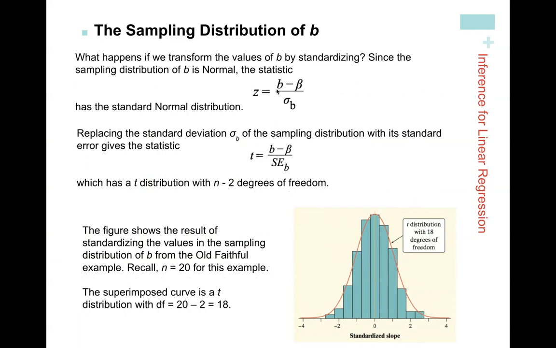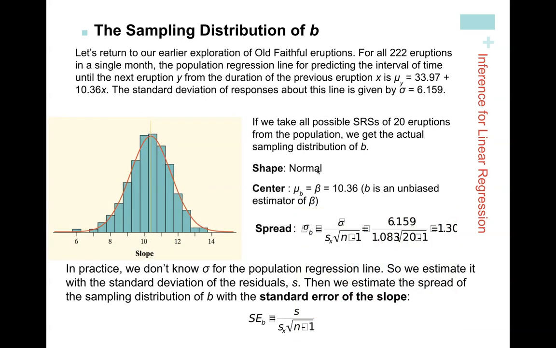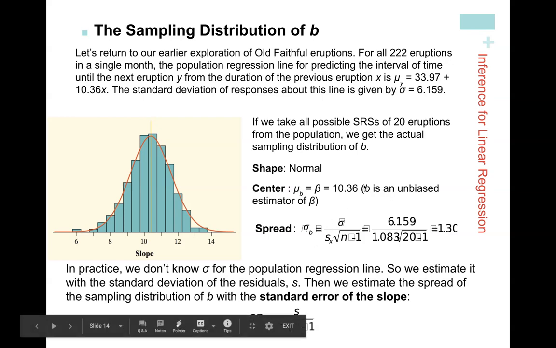So here are the equations that you need to write down. This one you may not actually need to write down, because we just know this. If we're standardizing and we know sigma, we're just going to use z is equal to the statistic minus the parameter divided by the standard deviation of the statistic, which has a standard normal distribution. However, we need to replace the standard deviation sigma b, because we don't know sigma b. Why don't we know sigma b? Because we don't know sigma, right? So we're going to use SE of b instead.